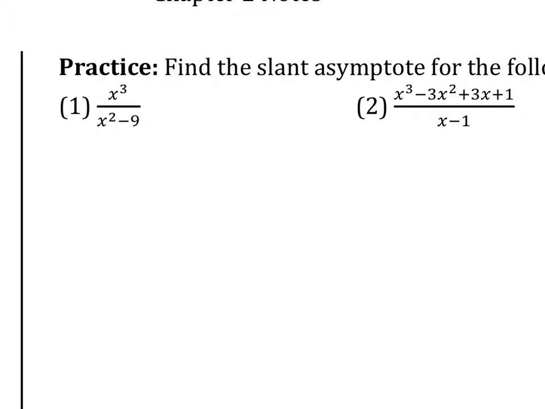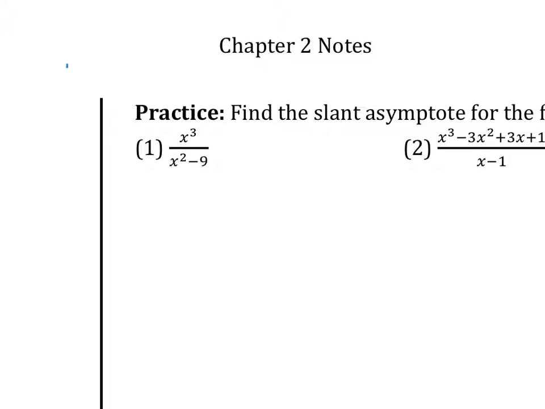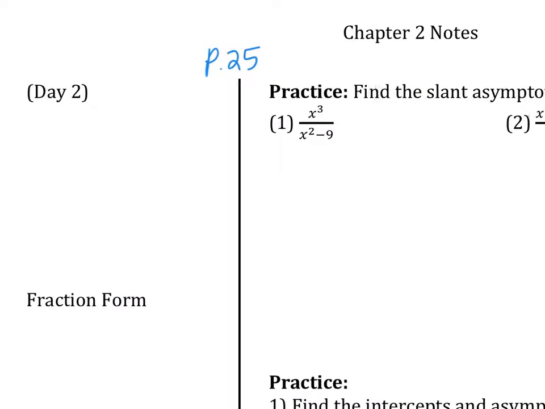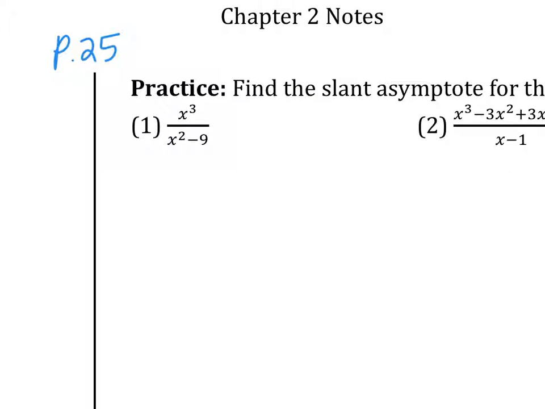All right, we are on page 25. Okay, we're going to practice finding the slant asymptote. So let's take a look. So x cubed divided by x squared minus 9. First of all, let's look and see if we need to find a slant asymptote.